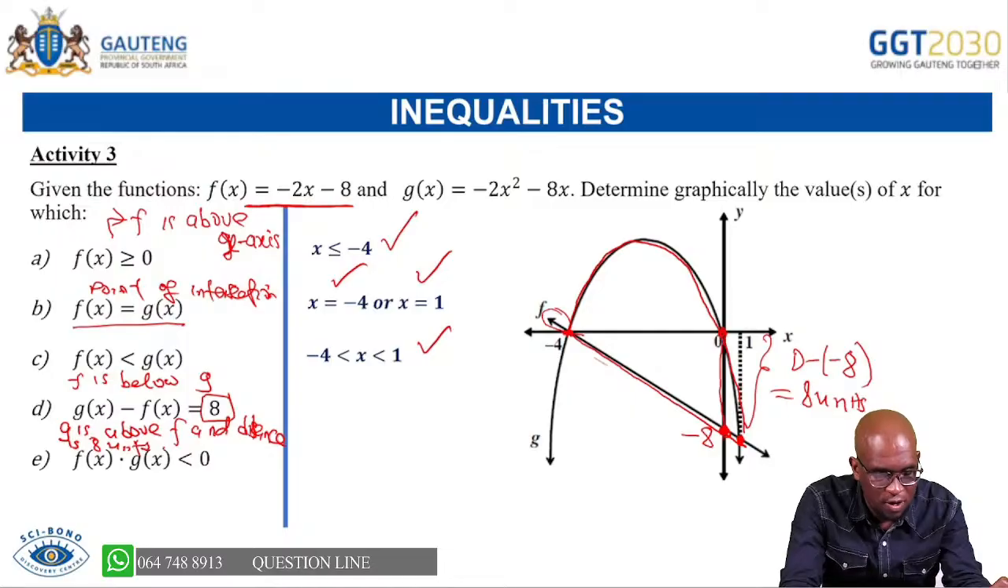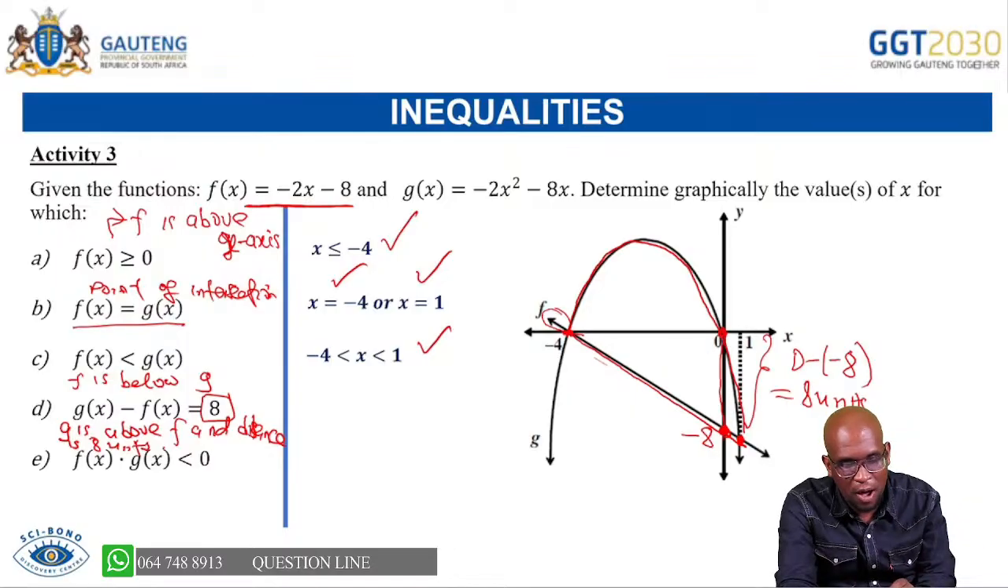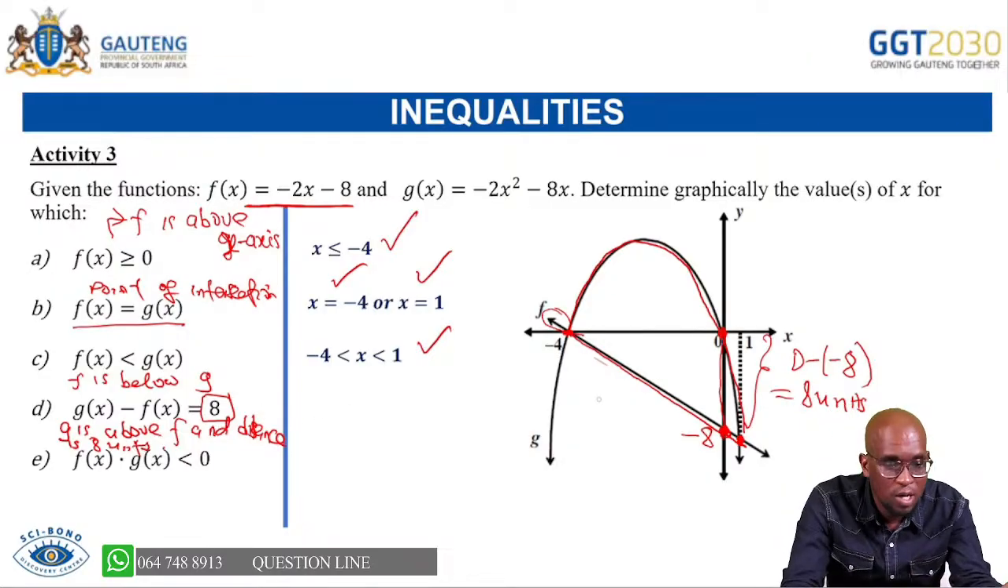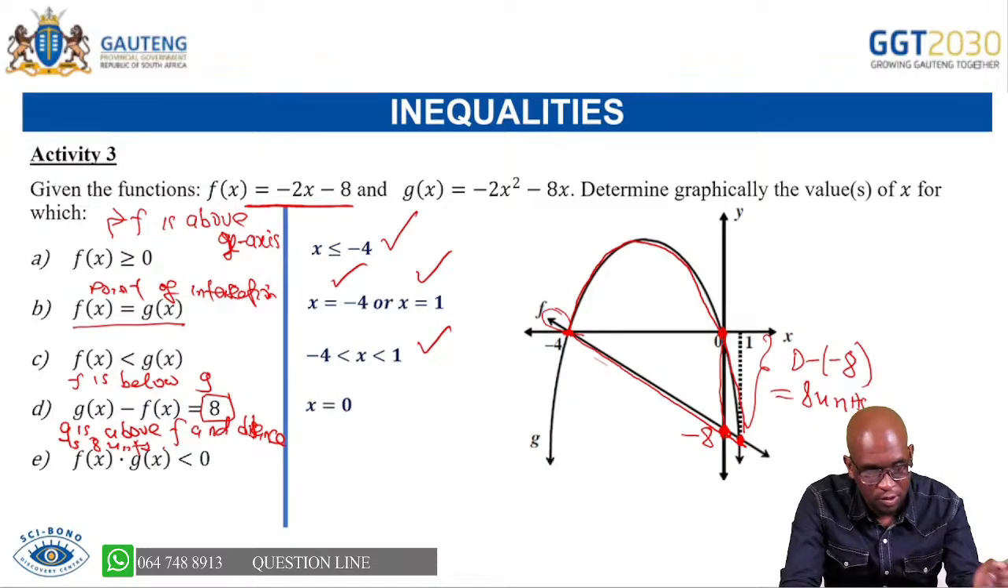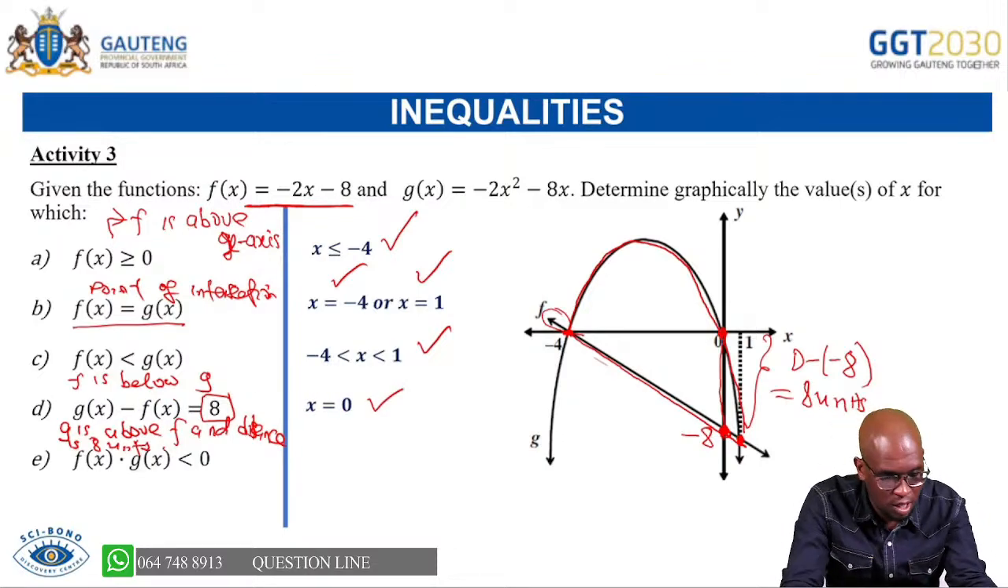So where f, g is above, the parabola is above, the straight line is below, the distance is 8. That occurs when x is equal to 0 there. That's why we get x is 0 here.